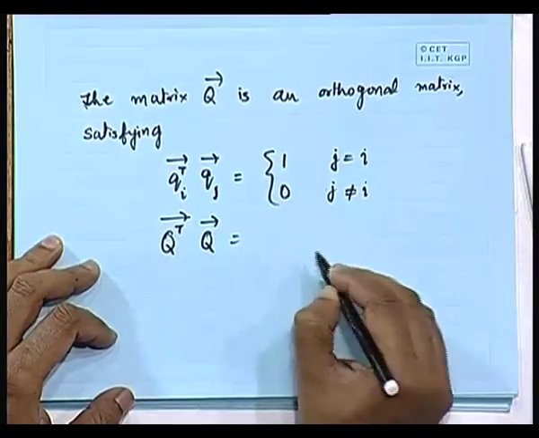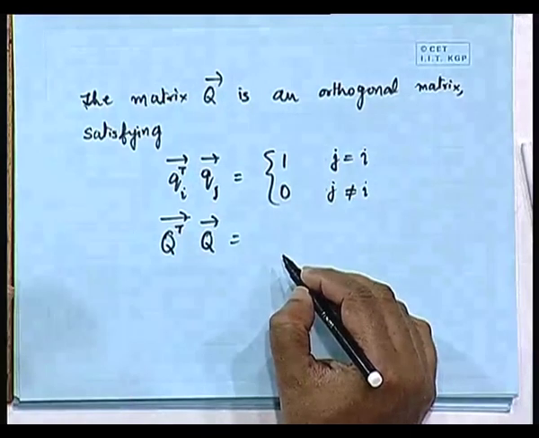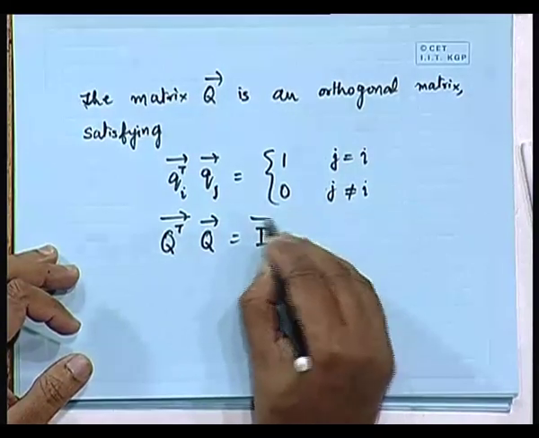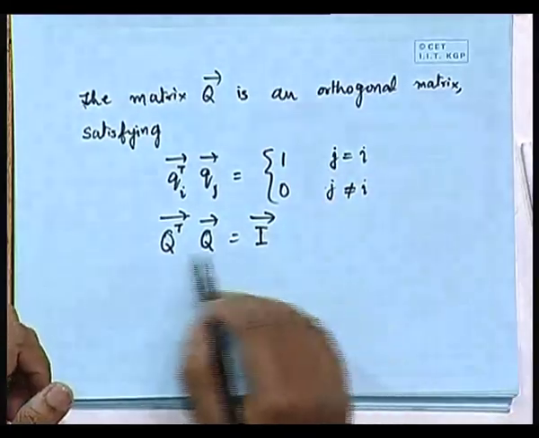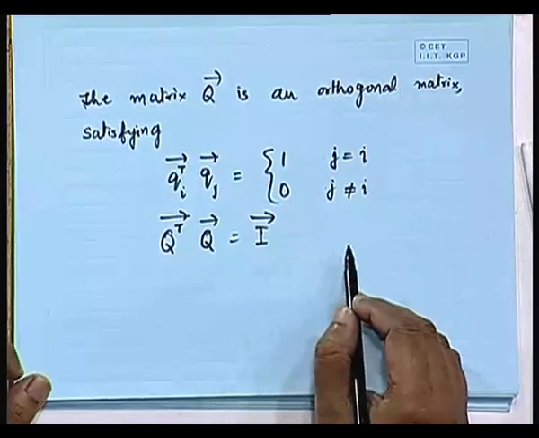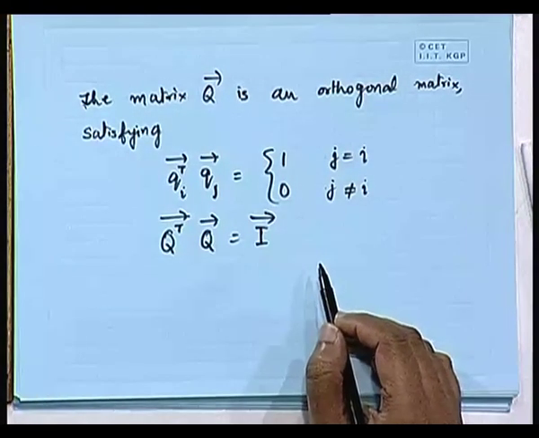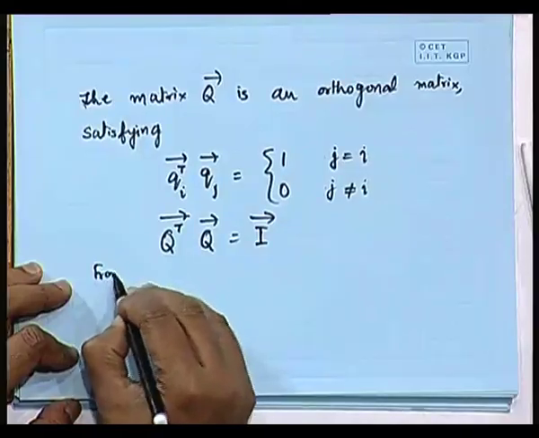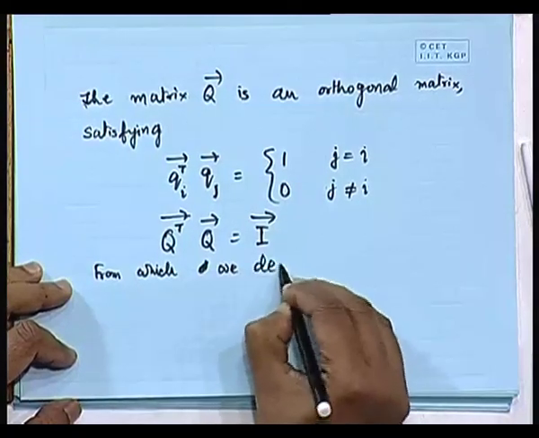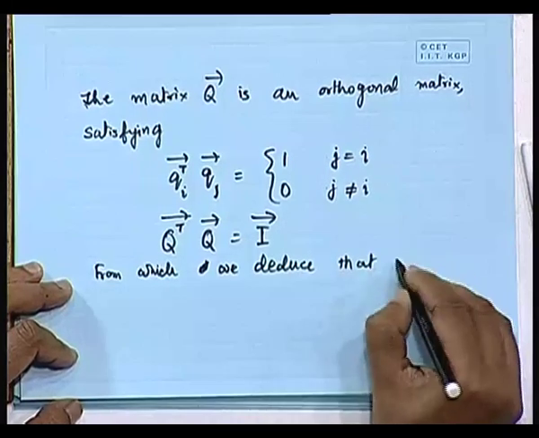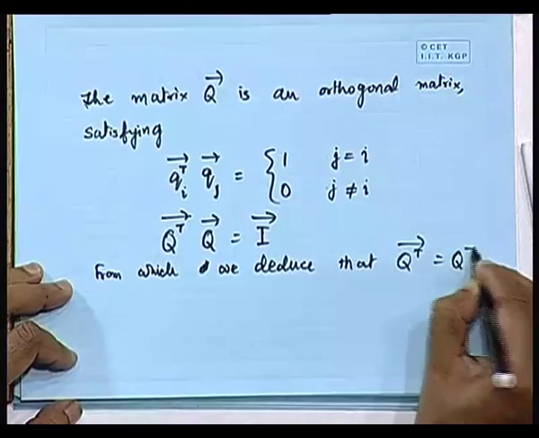q is equal to the identity matrix, because this follows from this very basic property that because it is orthogonal, it results that q transpose q is equal to I. But we know that q inverse q is also equal to I, isn't it? So, what it means is that q transpose is q inverse. From which we deduce that q transpose is equal to q inverse.